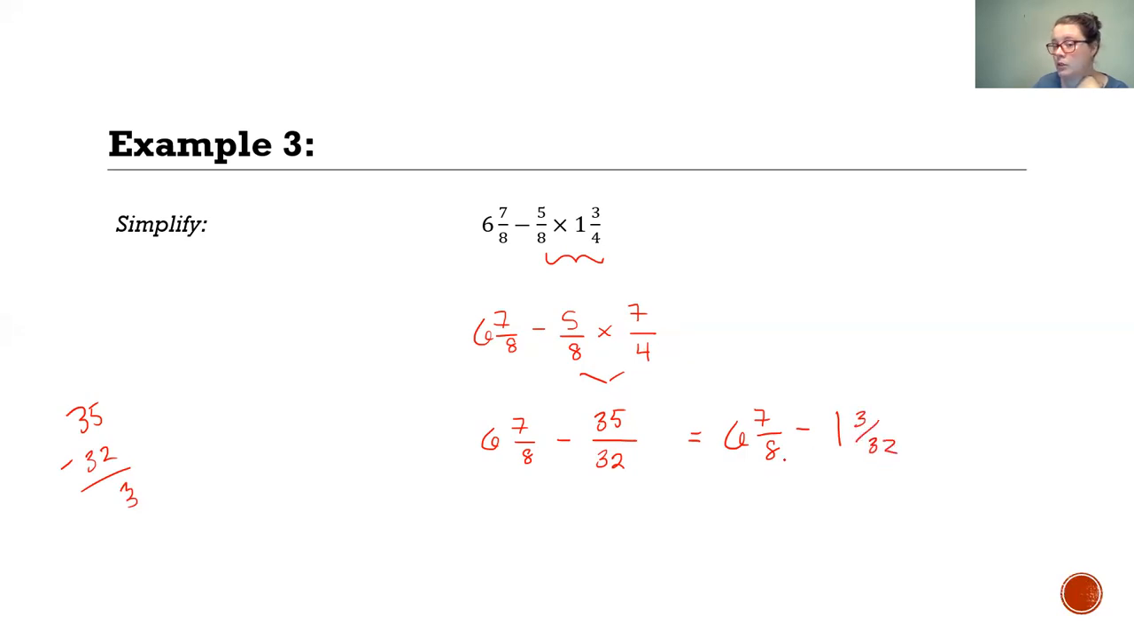And now we need our common denominator. So 8 times 4 was 32. So we're going to multiply by 4. So this is the same as 6 and 7 times 4 is 28 over 32. Minus 1 and 3 over 32. We don't even have to borrow on this one. So this is pretty easy for us. So 6 minus 1 leaves me 5. 28 minus 3 leaves me 25 over 32. And that's our final answer.